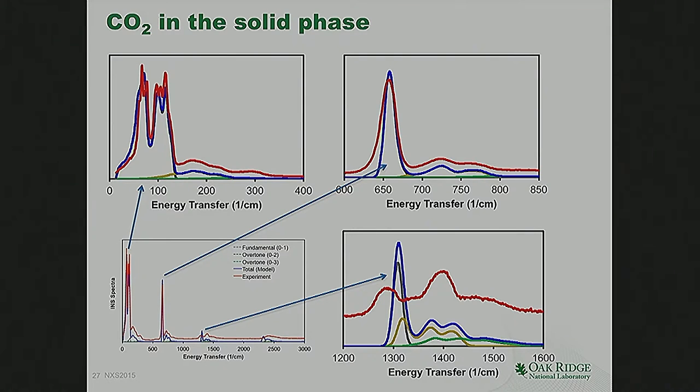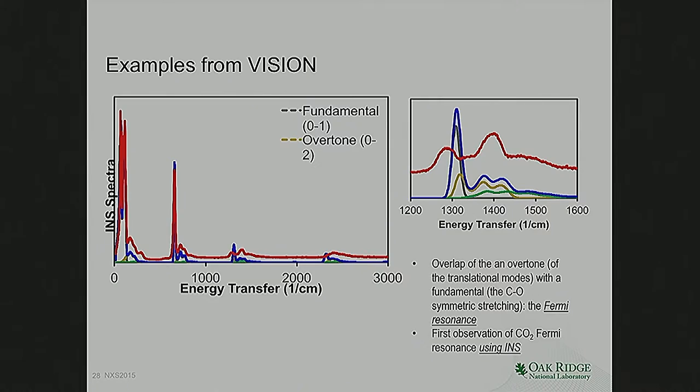And this is the most important thing, although it's something that's been known for ages. We're not trying to get new science, but the fact that we can measure the Fermi resonance in CO2 has never been done before with neutron scattering. We can do it with VISION. You can see it beautifully measured and then determined. Essentially, the Fermi resonance is when one overtone, so 2ω, or ω1 plus ω2, falls on top of a fundamental transition, in this case the CO symmetric stretching. When they do that, they interact with each other, and instead of getting this, we get those two peaks in here. This is the first observation of the Fermi resonance using INS.